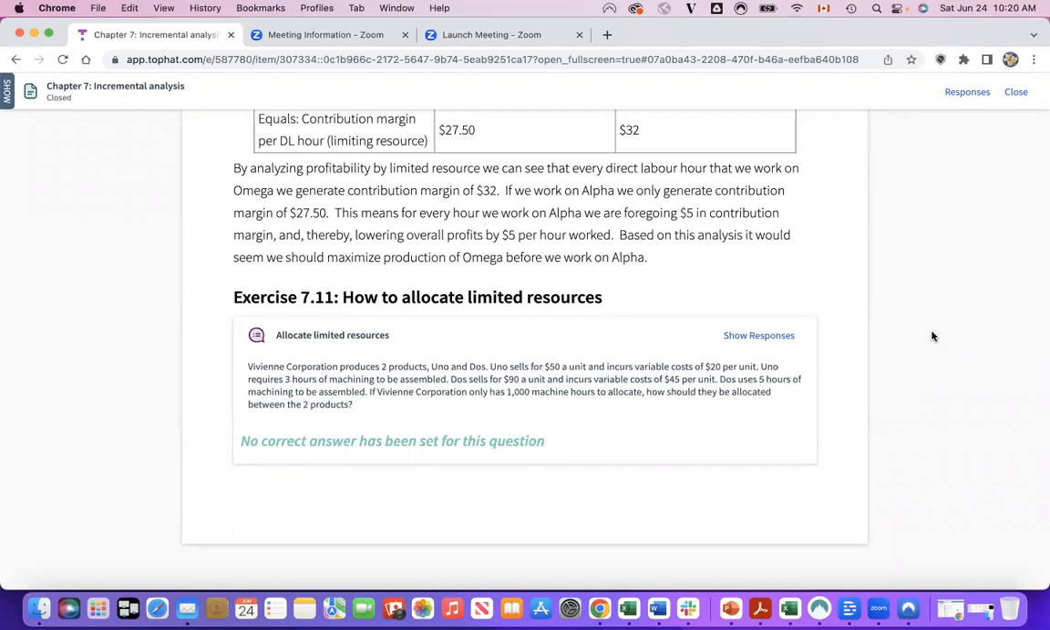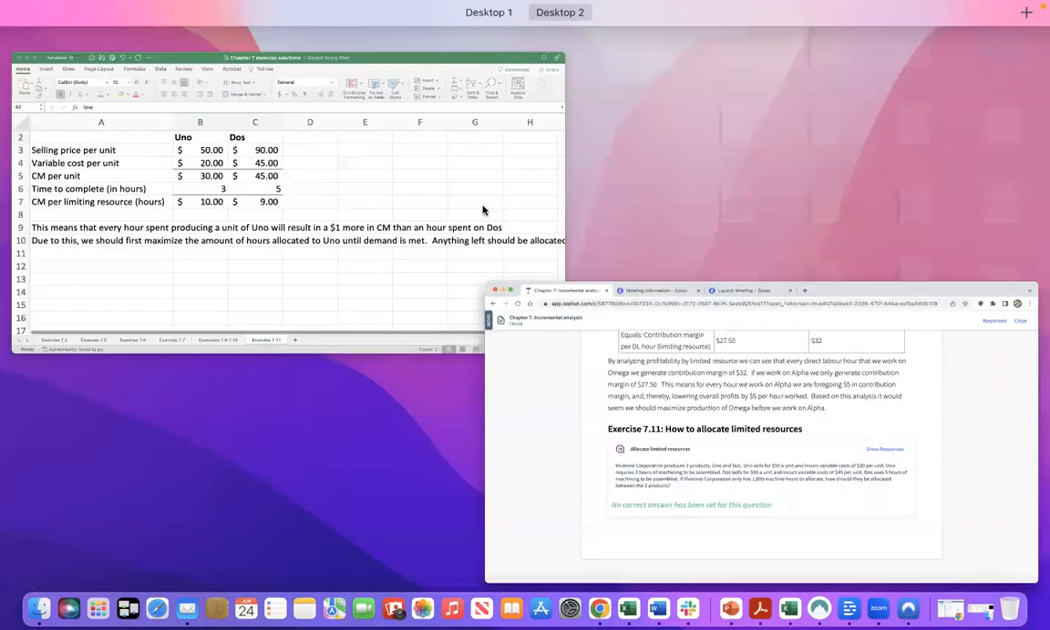Exercise 711 reads: Vivian Corporation produces two products, Uno and Dos. Uno sells for $50 a unit and incurs variable cost of $20 per unit. Uno requires 3 hours of machining to be assembled. Dos sells for $90 a unit and incurs variable costs of $45 per unit. Dos uses 5 hours of machining to be assembled. If Vivian Corp only has 1,000 machine hours to allocate, how should they be allocated between the two products?